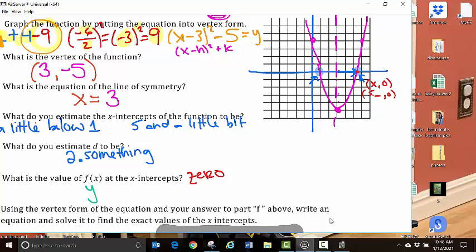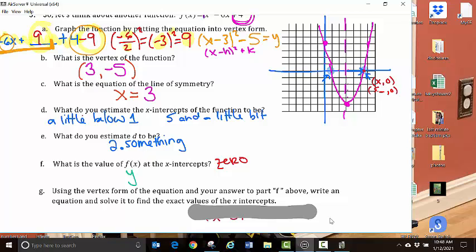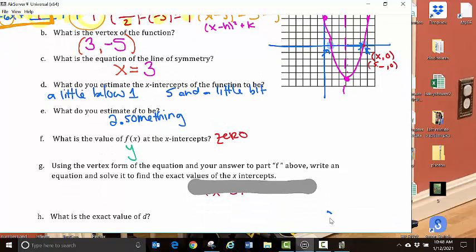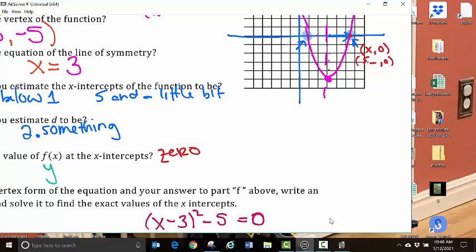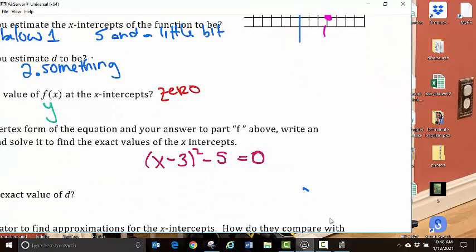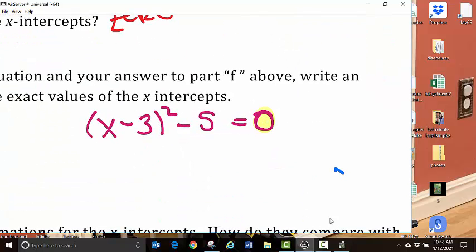Now here's the most important part. Using the vertex form of the equation, here it is, write an equation and solve it to find the exact values of the x-intercepts. We want to know this x when y is 0. So I'm going to let y equal 0 and solve. Next class period, I'm going to give you notes on how to do this exactly. Today, you just have to follow. We want to get x by itself. So the first thing I'm going to do is add 5 to both sides.